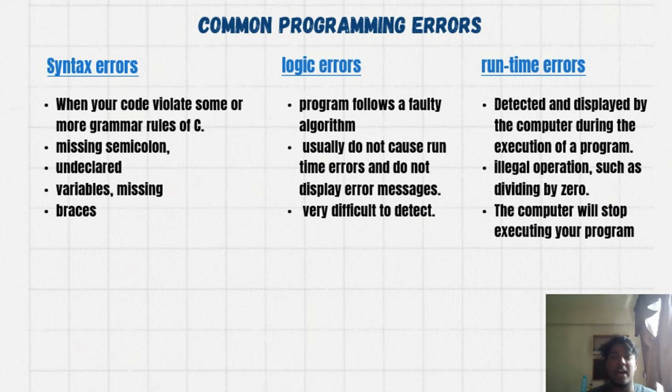And finally, we have runtime errors. They are detected and displayed by the computer during the execution of a program. They can happen when there is an illegal operation such as dividing by 0, and the computer will stop executing the program if a runtime error occurs.